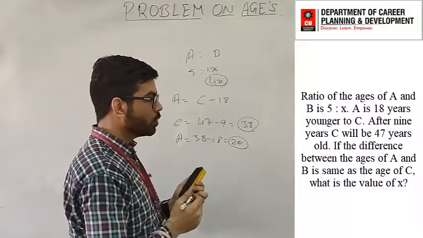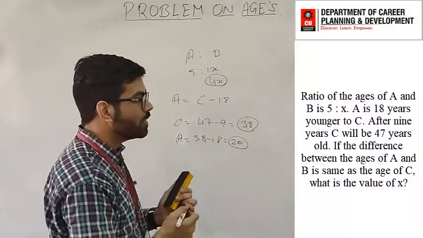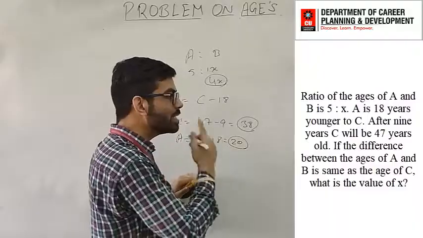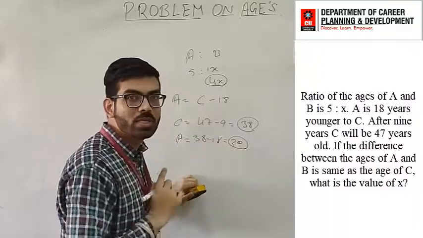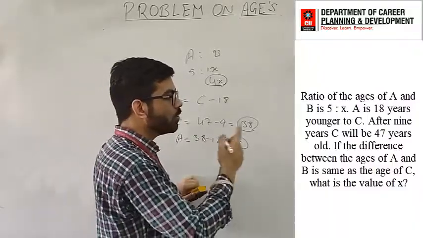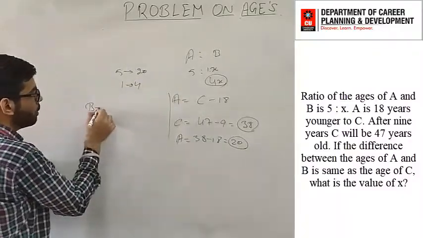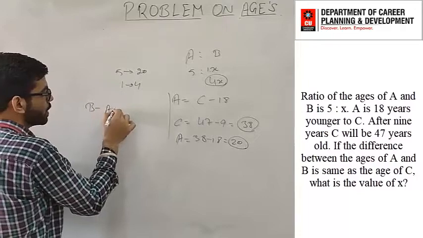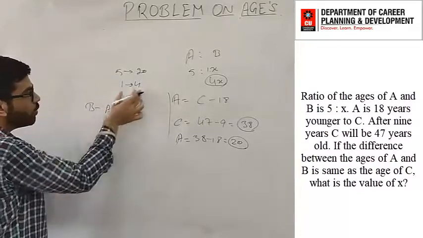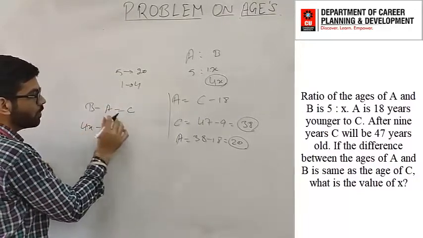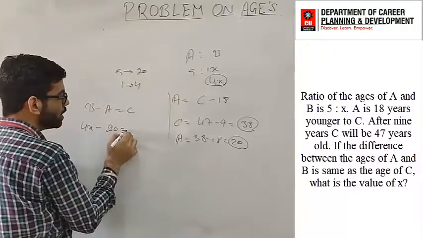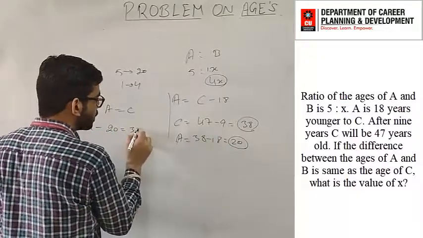Now the next statement: if the difference between the ages of A and B is same as the age of C. So that means you can write it here: B minus A is equal to C. Value of B already calculated, which is 4x. Value of A has already been calculated, which is 20. Value of C is 38.